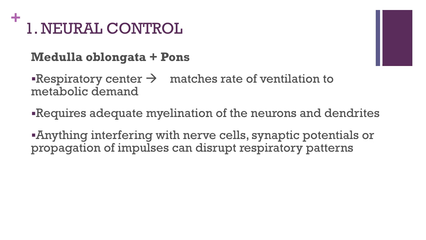Along with those hydrogen ions, which are used in ATP production. So really what the central respiratory centers are doing is matching how fast we need to breathe in order to get oxygen in and carbon dioxide out, in order to maintain our metabolism at the rate it's going.